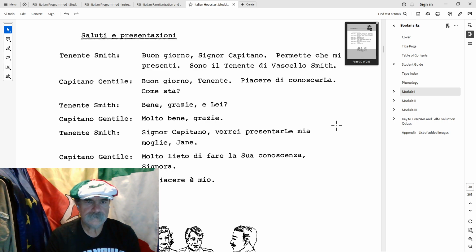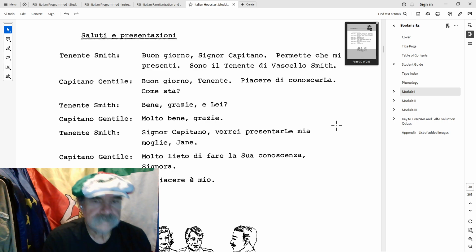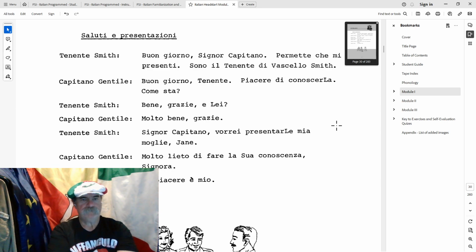Lieutenant Smith introduces his wife to Captain Gentile by saying, Signor capitano, vorrei presentarle mia moglie Jane. Wife is moglie. Remember that the GL combination is pronounced lieu as in million. Repeat. Moglie. My wife is mia moglie. Repeat. Mia moglie.